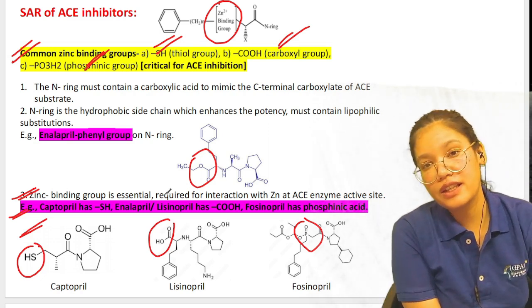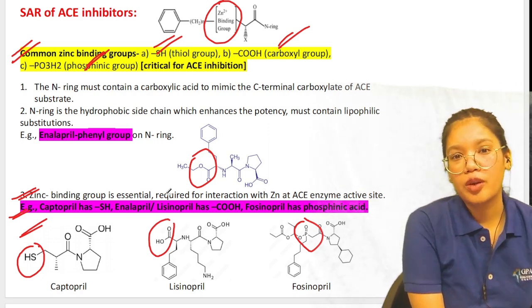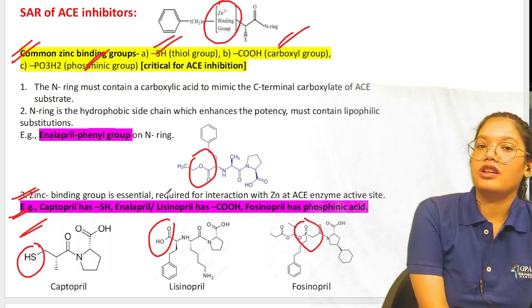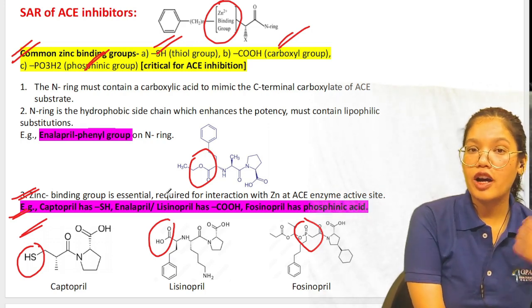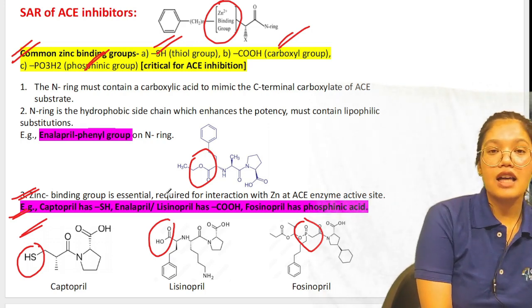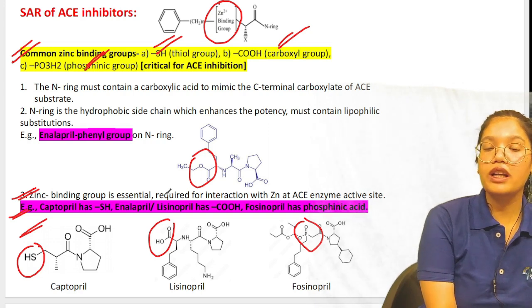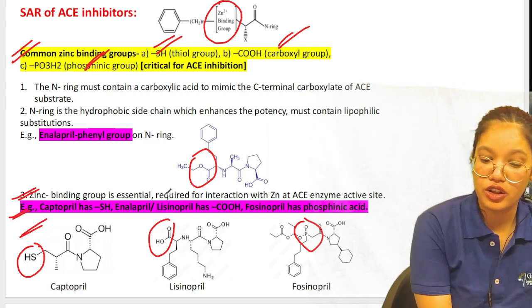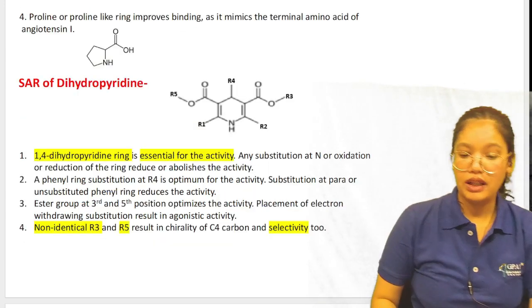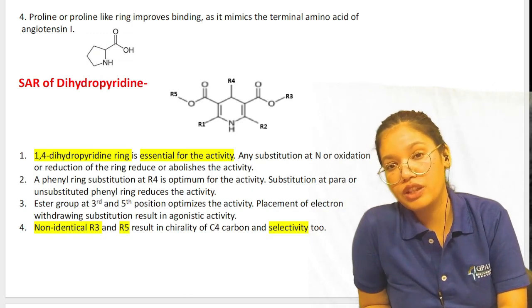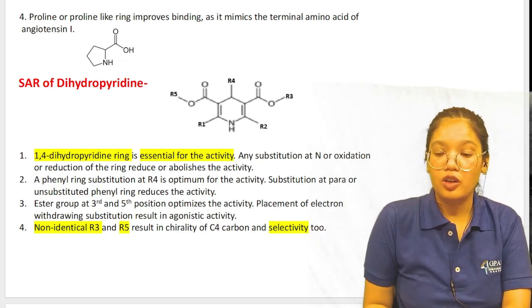Then the next is the presence of the proline. If our ACE inhibitor drug has the proline or a proline-like ring in its structure, it can be very helpful, or it can improve the binding of the drug. Now why?